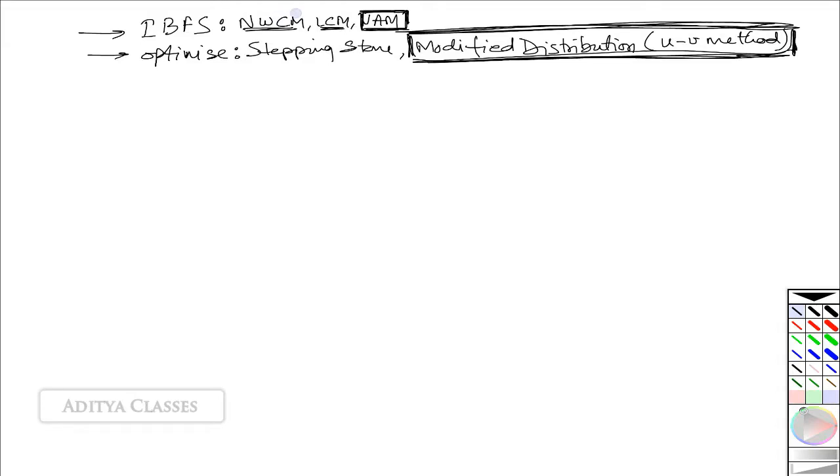I assume that we know how IBFS is made. Today we'll take a question in which we'll solve the IBFS using VAM, and then go ahead and optimize it using modified distribution. Now let us write down our question. It is a small question.